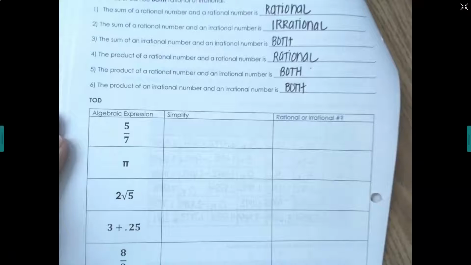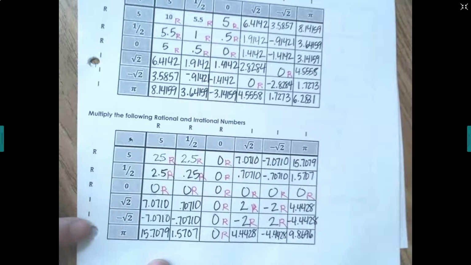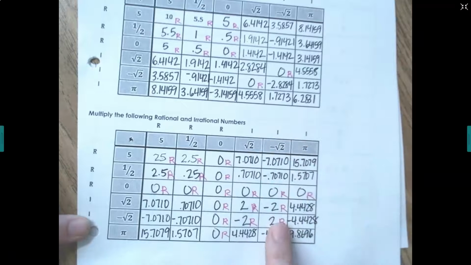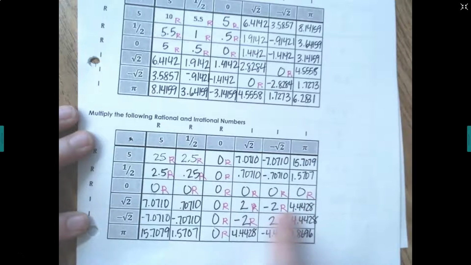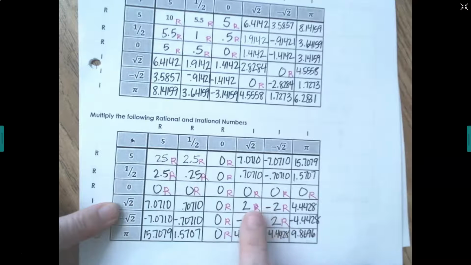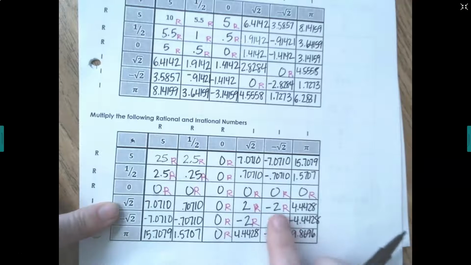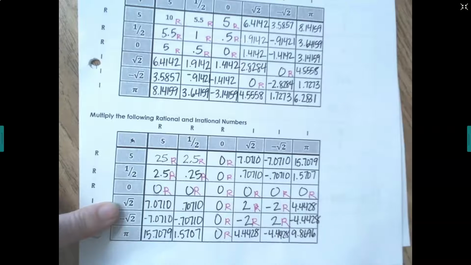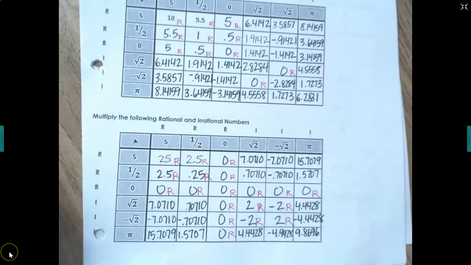Now the final one, the product of an irrational number and an irrational number can be both rational and irrational. Let's take a look to see why. So when I multiply my irrational numbers times my irrational numbers, you'll see right here I got 4 rational answers because I was multiplying a number by itself, making it a perfect square. And so that's why that happened, but the other answers were irrational. So that's why it can be both a rational answer or irrational. It depends on which numbers you're multiplying together.